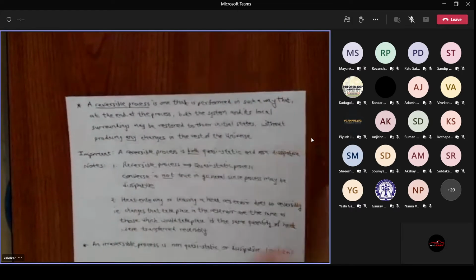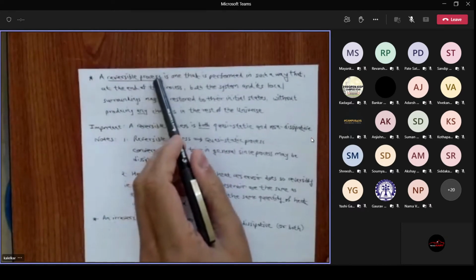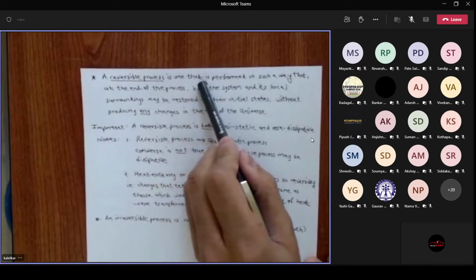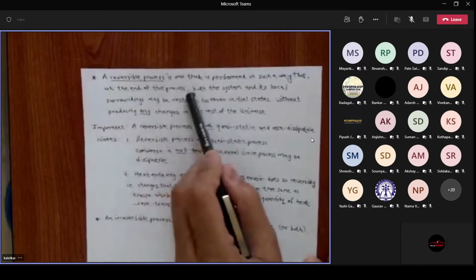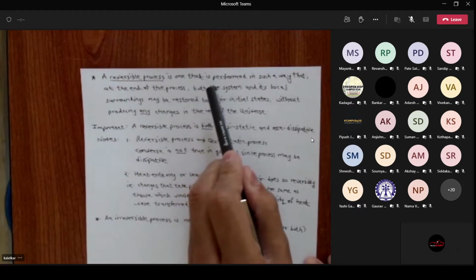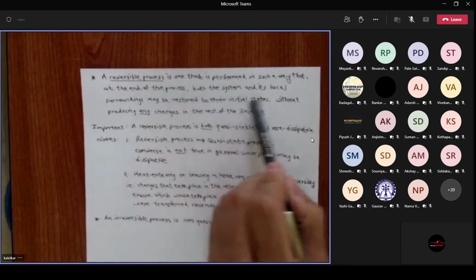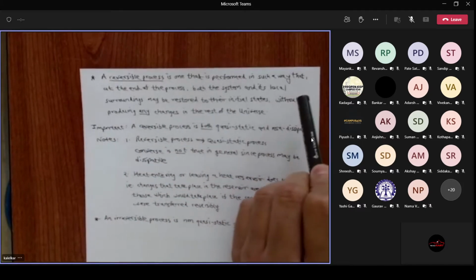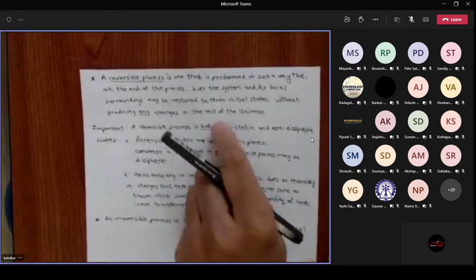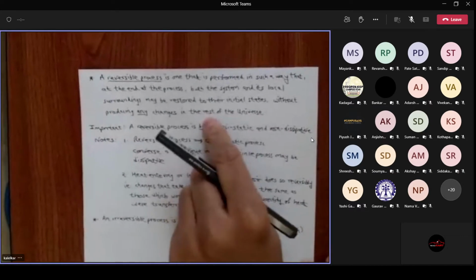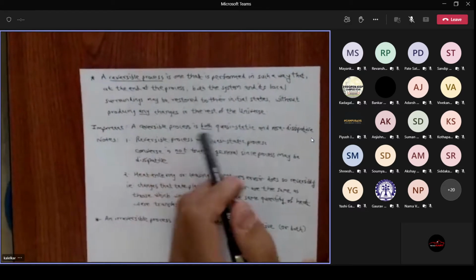All right. So first I have to define what is a reversible process. So it's as follows. A reversible process is one that is performed in such a way that at the end of the process, both the system and its local surroundings may be restored to their initial state without producing any changes in the rest of the universe. What I mean by rest of the universe, meaning apart from the system and the local surroundings, whatever else is there, that is the rest of the universe.